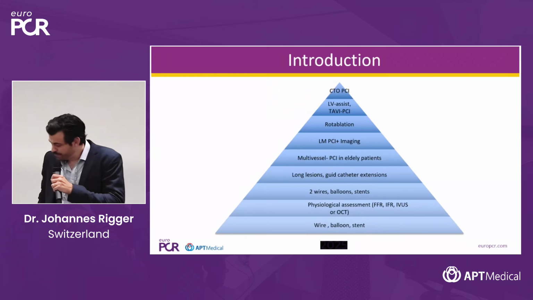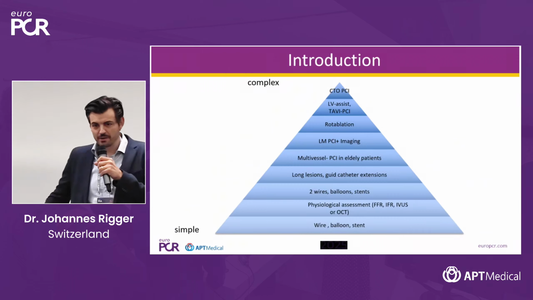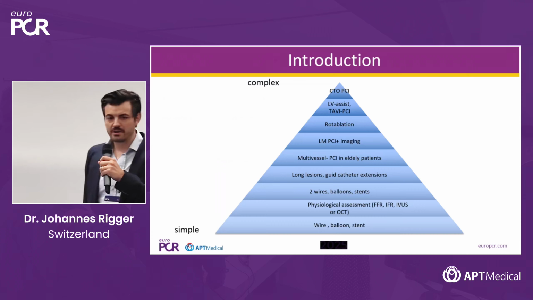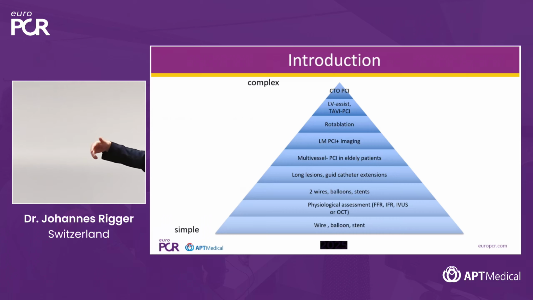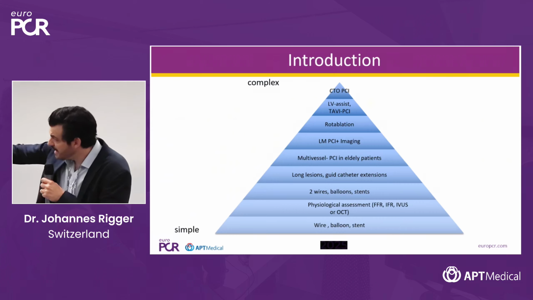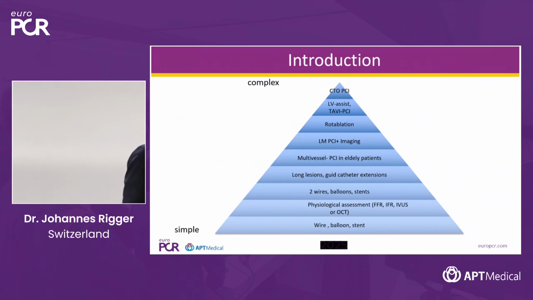So PCI is a thing you have to evolve. You start by doing a simple thing. A wire, a balloon is probably complex for you. You step up, then imaging is coming, complex things are coming, and the higher you get in this pyramid, the more complex tools you will need to achieve a good outcome for the patient.